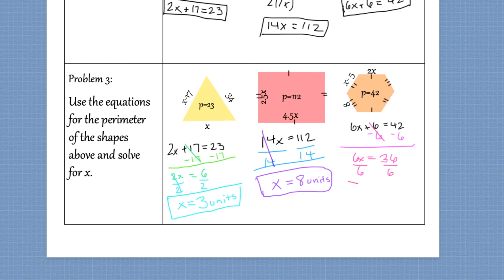And so 6x divided by 6 leaves us with just x, which is equal to 36 divided by 6, which is just 6. And since there are again no units specified, we're just going to say units. And so this is going to be our answer.